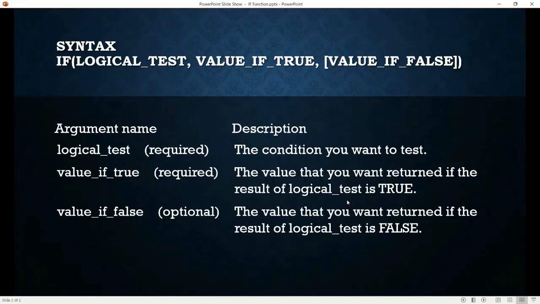Okay? The IF function takes three arguments. The first one is the logical test. In this argument, we specify the condition you want to test. The second argument is value if true. We specify the value that we want returned if the result of the logical test is true. The third one, the value if false. In this argument, we specify the value that you want returned if the result of the logical test is false. Let me show you an example.